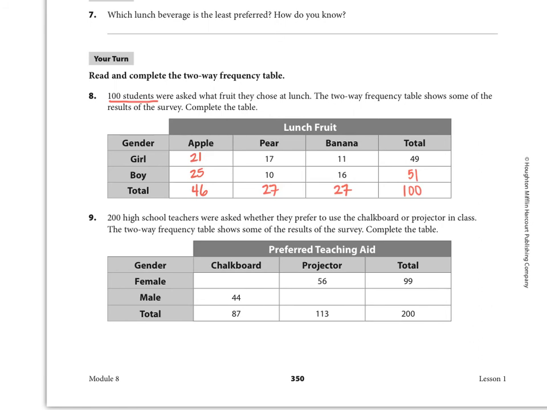Number 9, just go ahead and fill this out. Got 101 here. And females that prefer a chalkboard for teaching is 43. Notice that the 43, the way I did it was I subtracted 56 from 99 to get that, but remember you could also use this information as well. There's so many different ways to fill in these tables and different ways to look at these numbers.